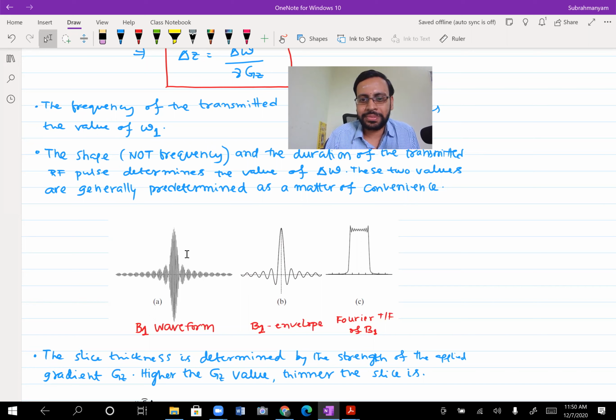Okay, so the envelope of the RF pulse determines the delta omega. That's right. Delta omega is determined by the envelope. Omega value is determined by the frequency. Given these two, delta Z is determined by the gradient in the Z direction. These are the three points.